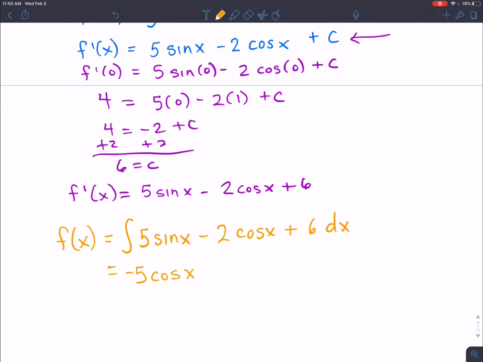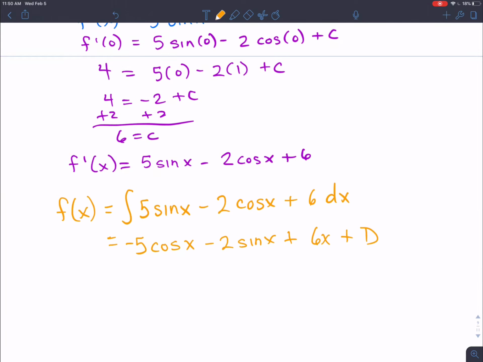You can pull the negative 2 out front if you want, and then you evaluate that. I'll have derivative of cosine is sine, so negative 2 sine of x. Antiderivative of 6 is 6x, and then I have plus some constant, and because we already used c up there, I'm just going to use d. And we need to figure out what d is.